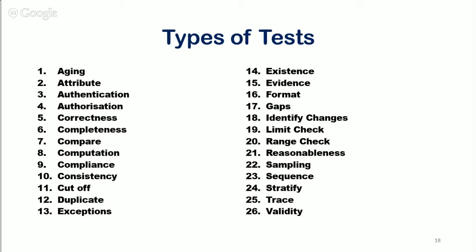Authentication check, whether transactions are genuine, which means you're checking whether all the attributes of the transactions are available. You can also verify the authorization, which means you're verifying whether all the transactions above a particular limit have been authorized. You can do a correctness check, where you verify whether all the data which has been entered is correct and also complete. You can also compare the data with different files by joining them. You can also do computation check, compliance check, consistency check. So these are the different types of tests which can be performed. I'll show some of the tests when I actually work on the data.